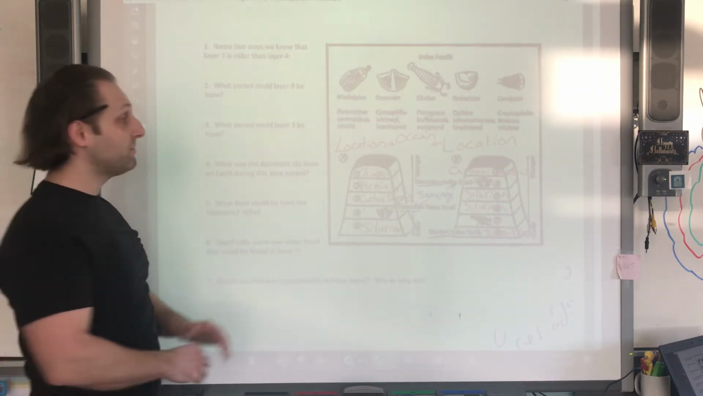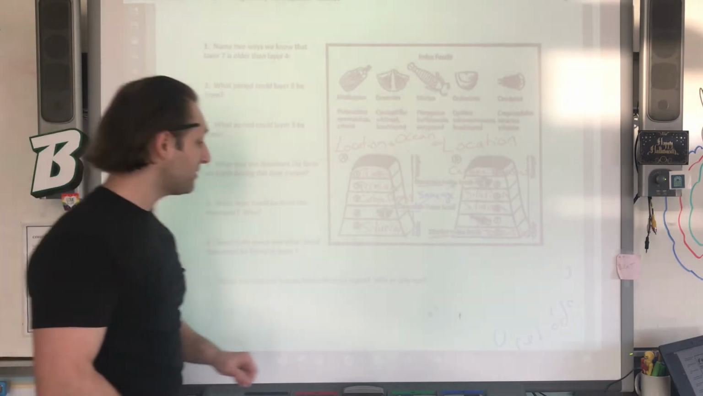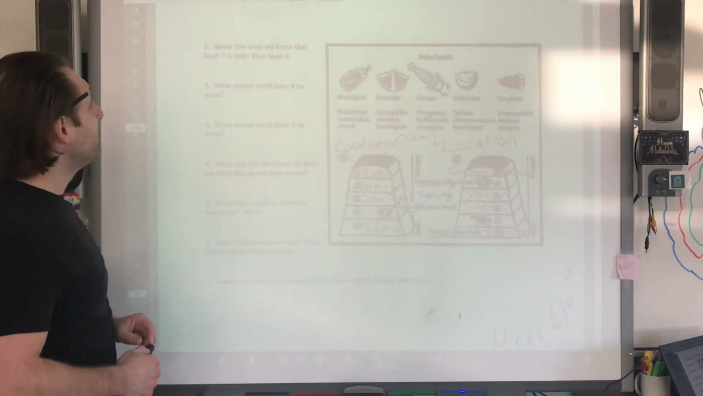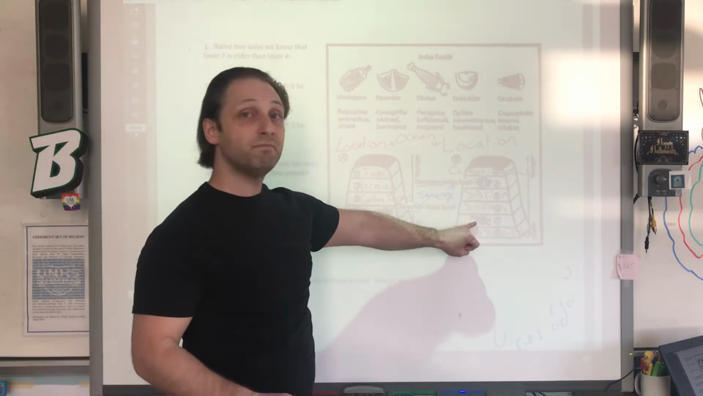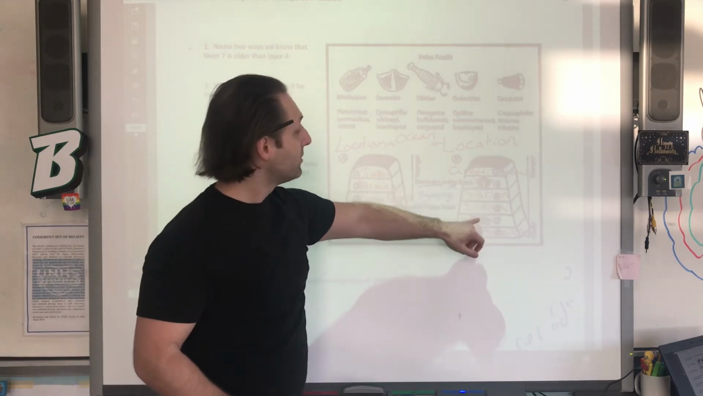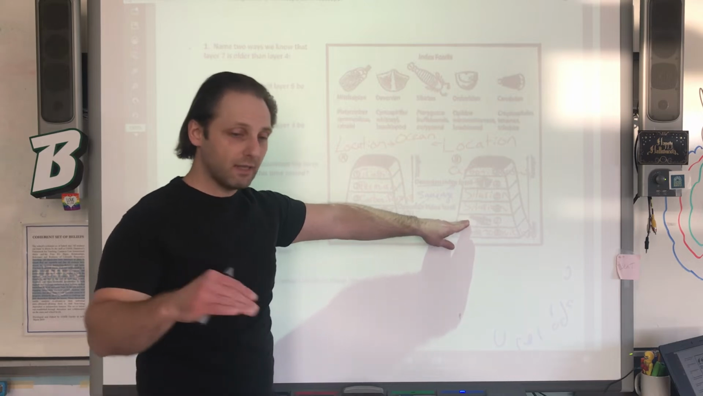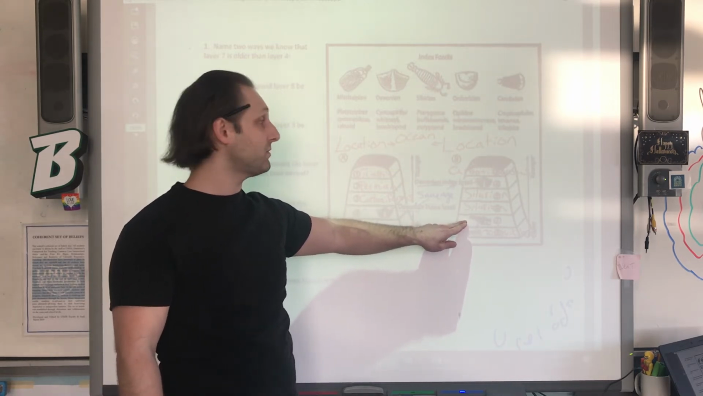Okay, so now that you've had some time to take a look at this and answer these questions, let's start going through these questions so that you have some answers to follow up with. So, number 1, name 2 ways we know that layer 7 is older than layer 4. So 2 ways. First way, this index fossil is older. That's the first thing because we're talking about index fossils.